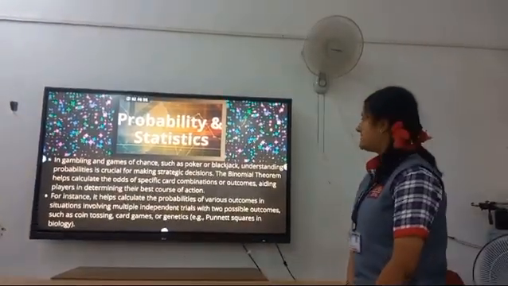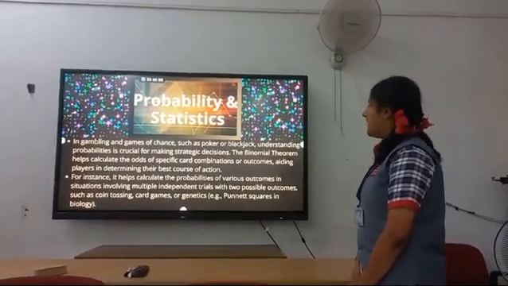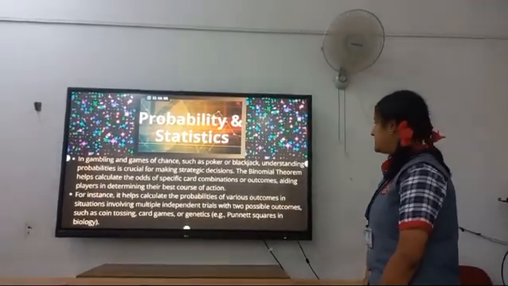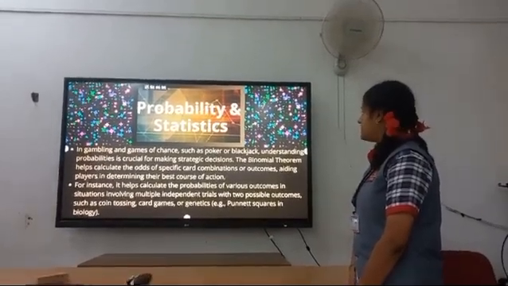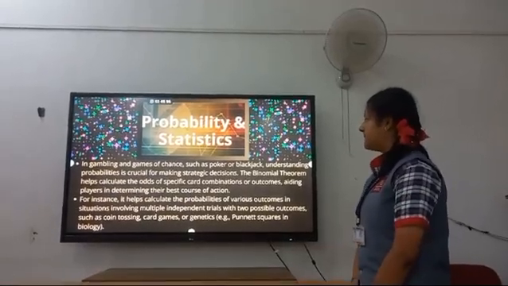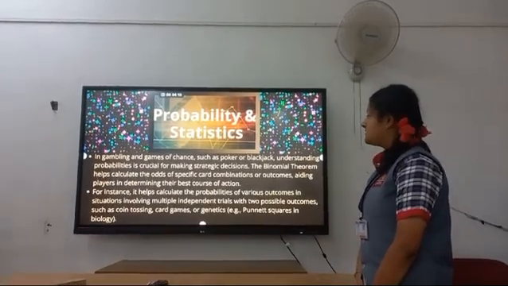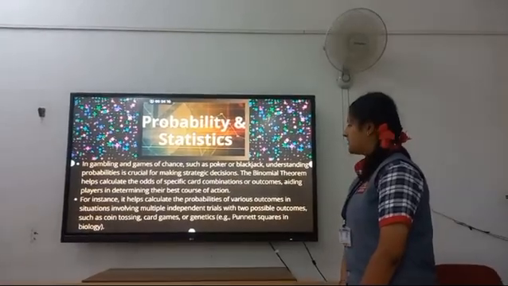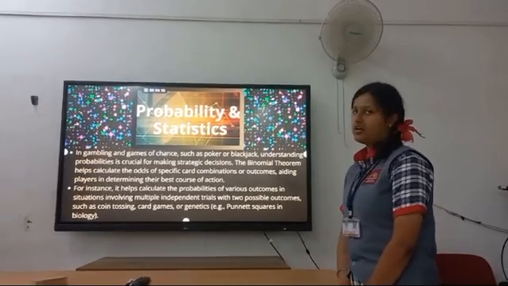First, probability and statistics. In gambling and games of chance such as poker or blackjack, understanding probabilities is crucial for making strategic decisions. The binomial theorem helps calculate the odds of specific card combinations or outcomes, aiding players in determining their best course of action. For instance, it helps calculate the probabilities of various outcomes in situations involving multiple independent trials with two possible outcomes, such as coin tossing, card games or genetics, for example Punnett squares in biology.